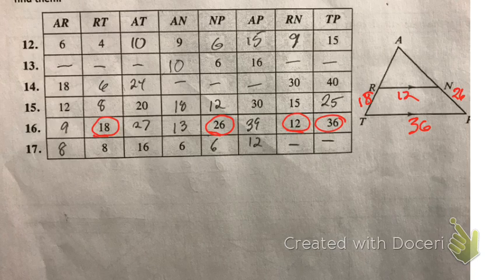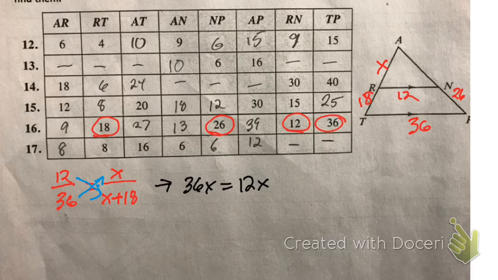Okay, so if I did 12 over 36, that would be equal to whatever the length AR is over this full length. Rather than writing AR, I'm just going to write it as X. So this equals X over X plus 18. Now when I do my means extremes, we have 36 times X, so 36X equals 12 times X plus 18. Let's make sure everything's working out. 12 times 18 is 216.